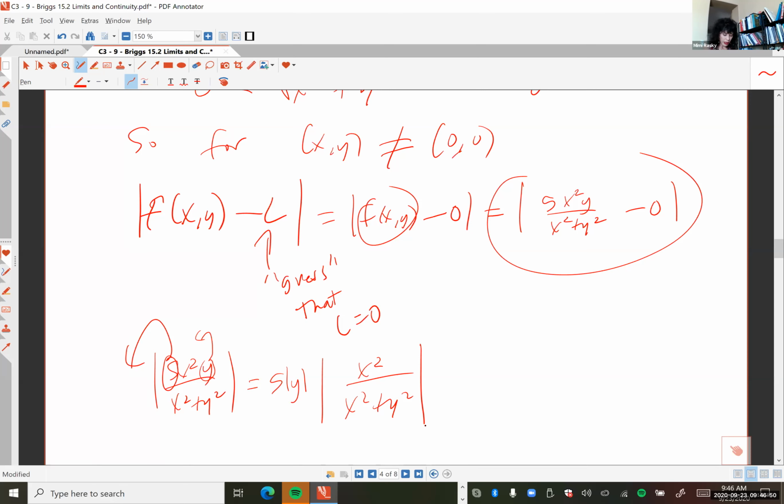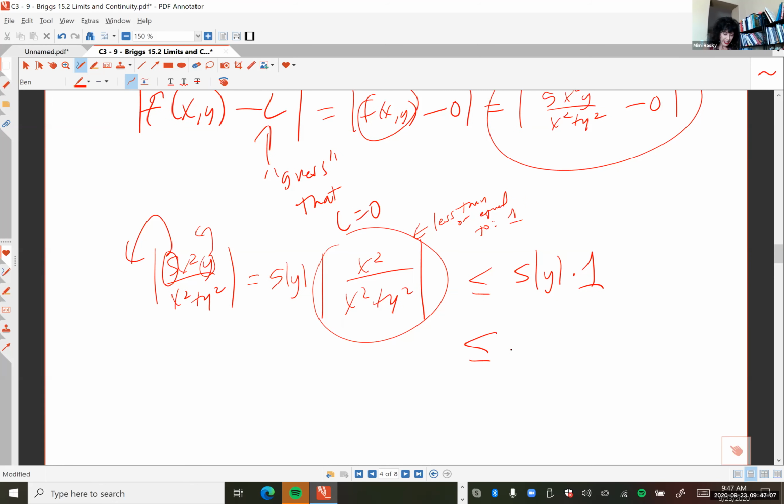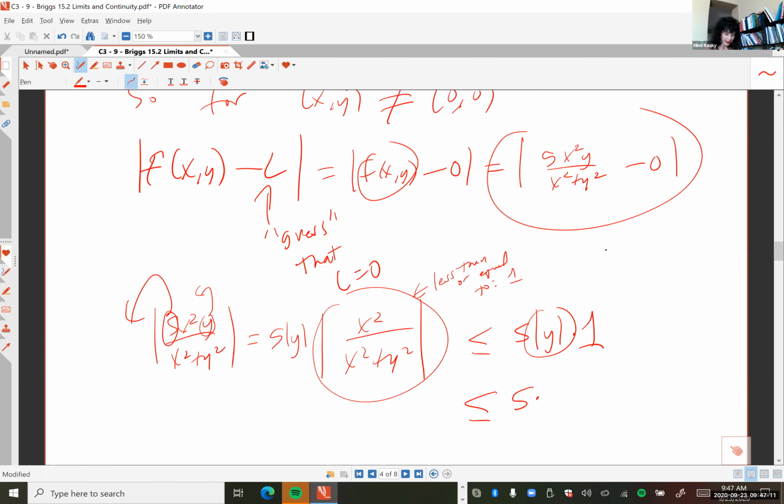Now what? Remember I had you buy that this fraction is less than or equal to what? What is one of the facts I asked you to buy? Less than or equal to 1. Very good. So this is going to be less than or equal to 5 times the absolute value of y times 1. But then this is less than or equal to 5 times, what is the absolute value of y less than?